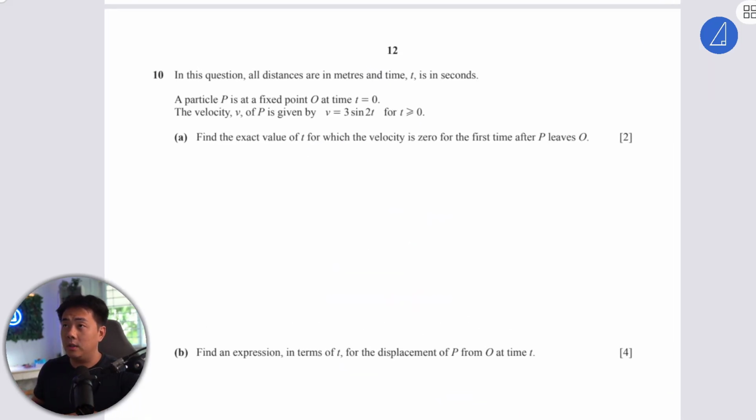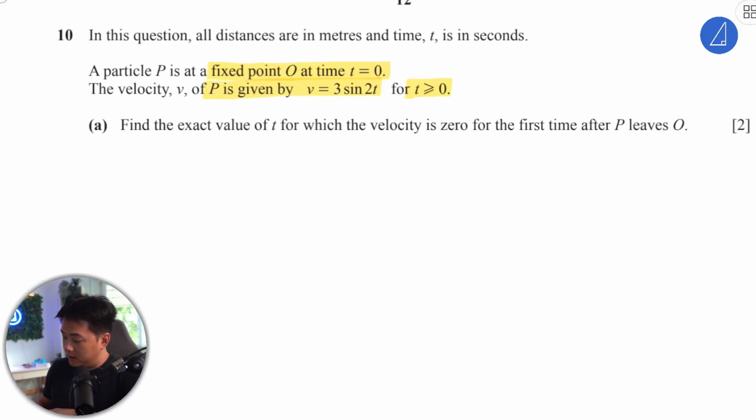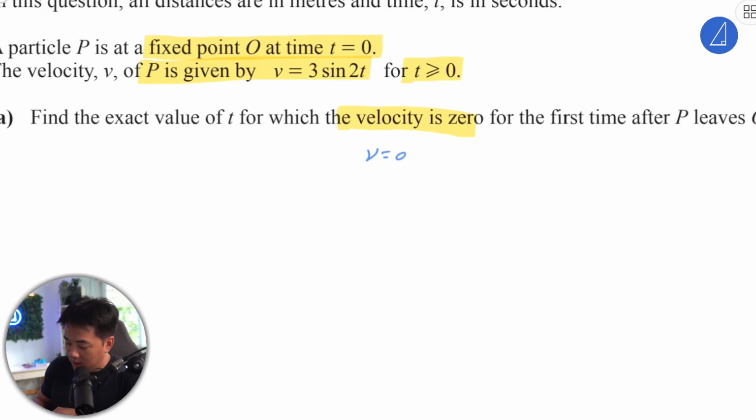So let's look at this question here, which is on kinematics. So in the questions, all distances are in meters and time t in seconds. A particle P is at a fixed point O at time t equals 0. The velocity v is given by v equals to 3 sine 2t, where t is at least 0. Find the exact value of t for which the velocity is 0 for the first time after it passes through O. So velocity is 0 just means v is 0, just as clear as it gets.